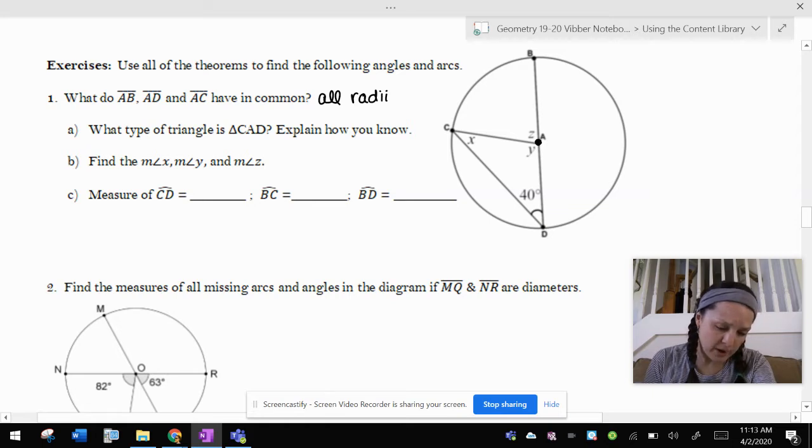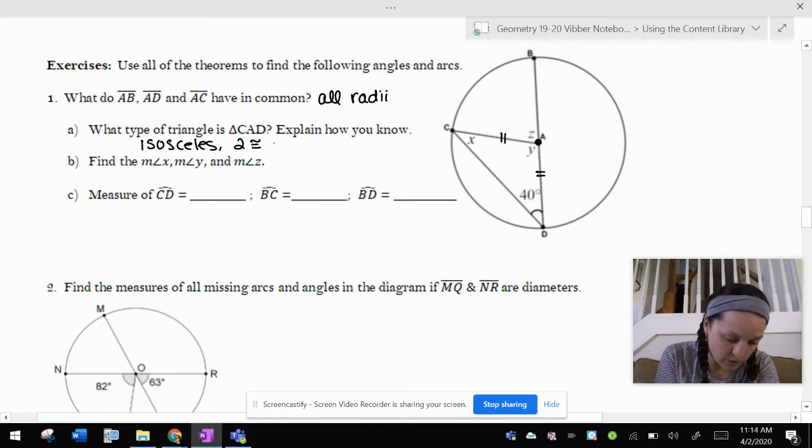What type of triangle is CAD? Okay, well, CAD would be a triangle. It kind of looks obtuse, but I'm probably going for more than that. AC and AD are both radii, which means AC and AD are congruent, which means that triangle CAD is isosceles, because there are two congruent radii.